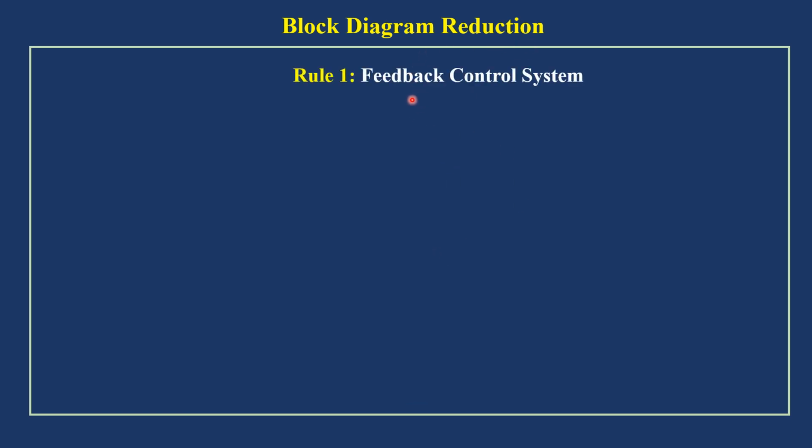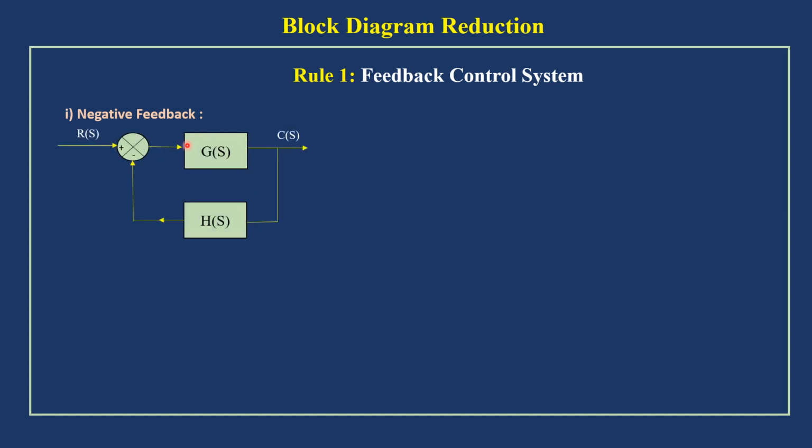The first rule is elimination of the feedback control system. There are two types of feedback, negative feedback and positive feedback. First I will tell you about the negative feedback control system. About this feedback control system, I have already given a lecture. You can go through that. So this is a negative feedback control system. It consists of system gain G of S and feedback system H of S, and R of S is the Laplace transform of input, C of S is the Laplace transform of output.